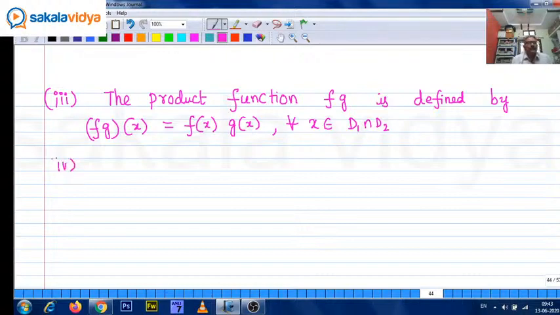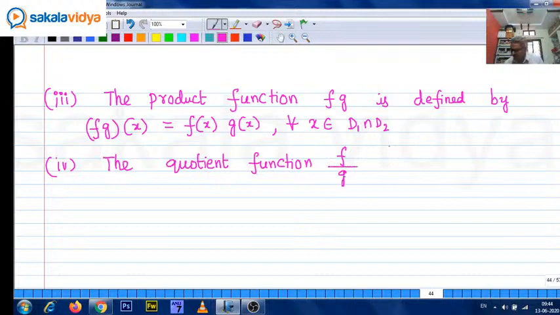Fourth one. The quotient function, f upon g. This is the quotient function.